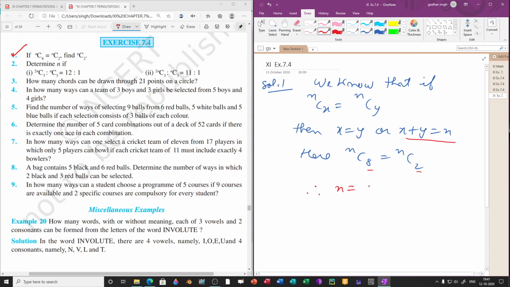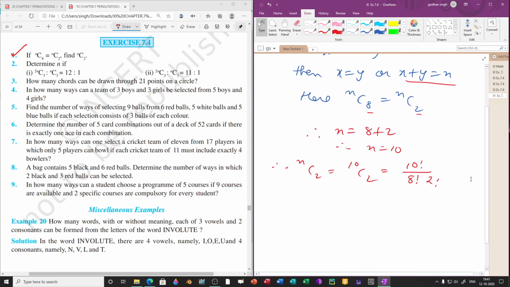n equal to 8 plus 2. Therefore n equal to 10. And what we have to find? The value of nC2. So therefore we can say that nC2 is equal to 10C2, equal to 10 factorial over, we'll just use the formula of nCr, that is n minus r factorial into r factorial. So 10 factorial over 8 factorial into 2 factorial.